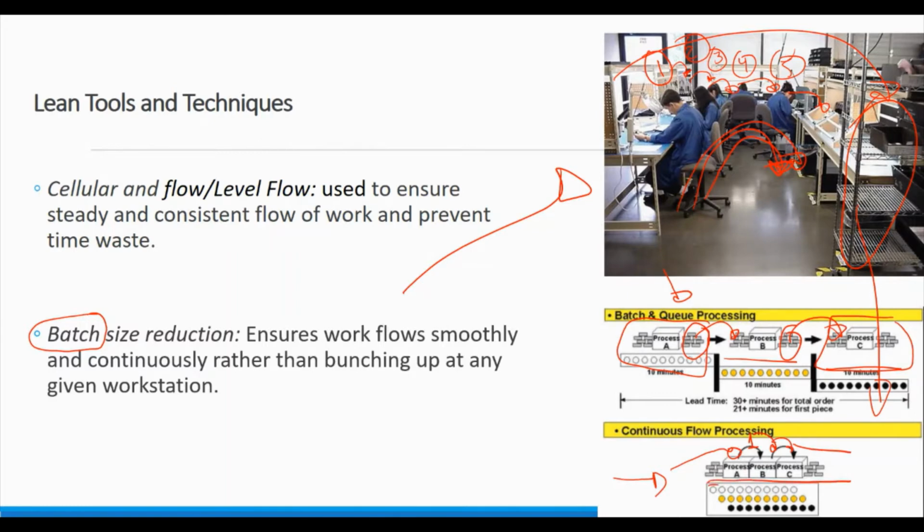All of the processes are busy continuously, which is the same idea as the one picture before with the cellular flow and level flow. You have all the process steps engaged continuously instead of waiting for one process to finish a group of items before it goes to the next. So you're making things run continuously rather than in groups.